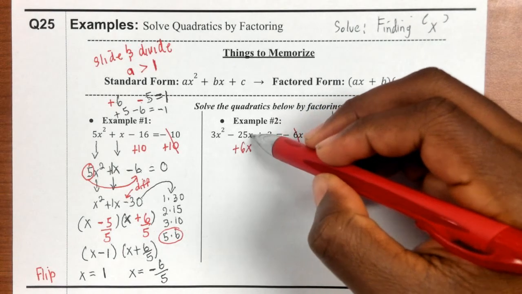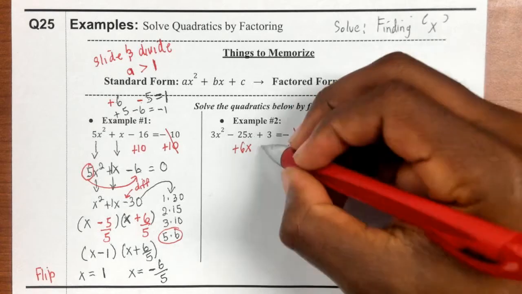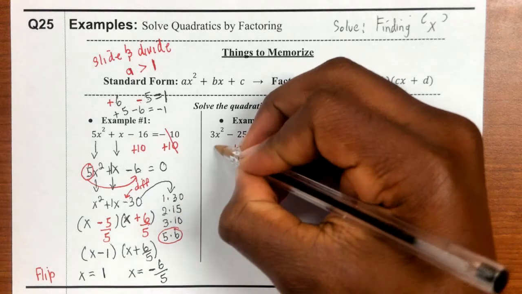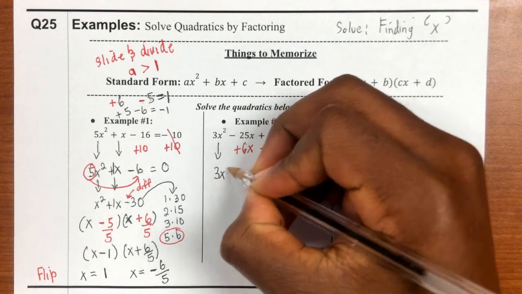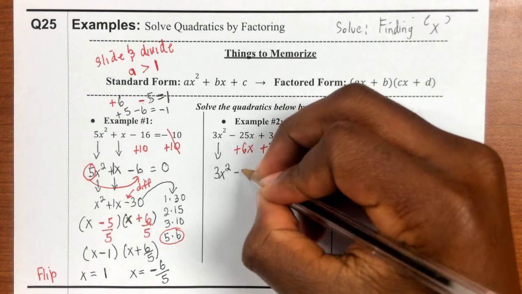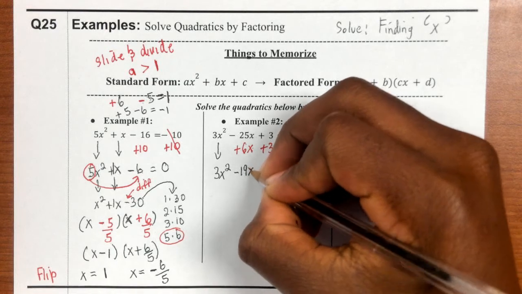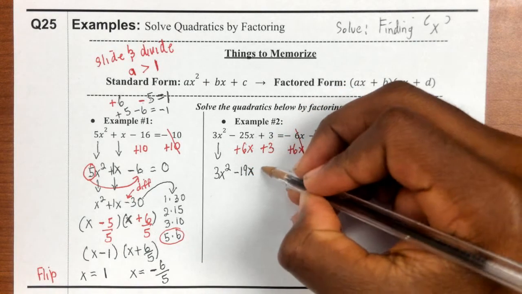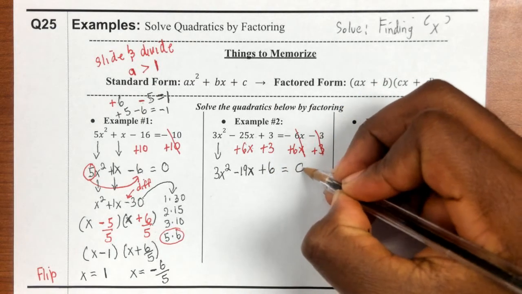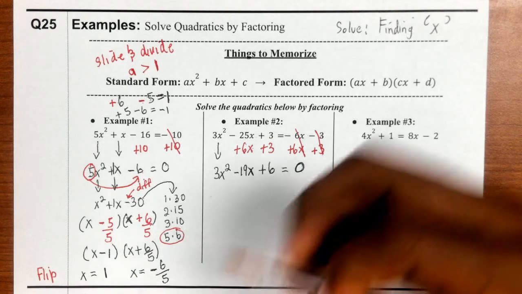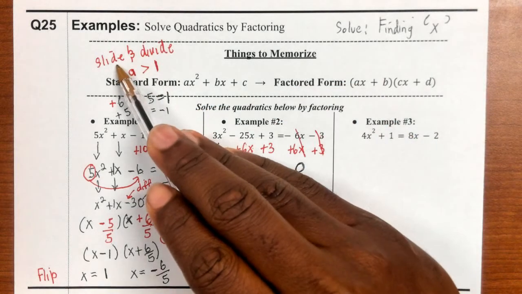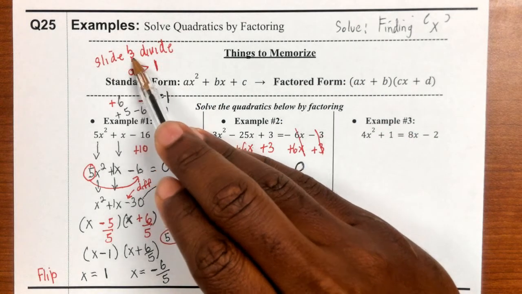Would I add it to 3x squared, -25x, or +3? Yep, to the +3, because that's the other like term, the other constant. The 3x squared, I'm not adding or subtracting anything to it, so I bring it down. I am adding 6x to -25x, which gives me -19x. And here I am adding 3 to 3, which gives me +6. Everything cancels out here, so I'm left with nothing. 0 represents nothing. Since the leading coefficient is greater than 1, we're going to use what method, guys? Slide and divide.